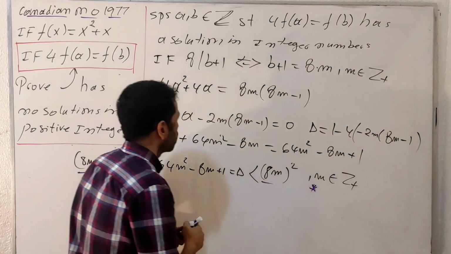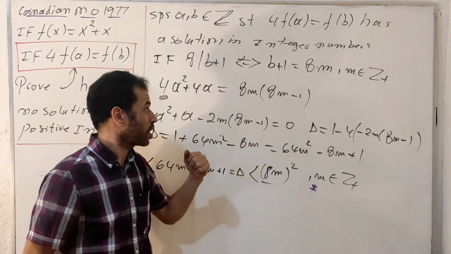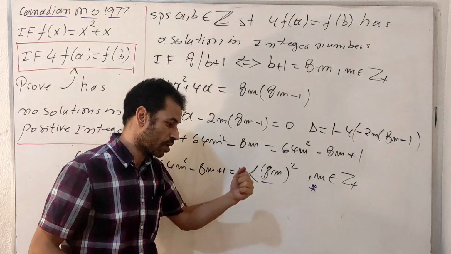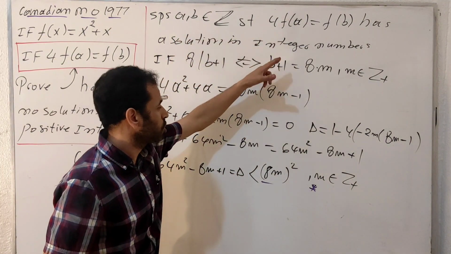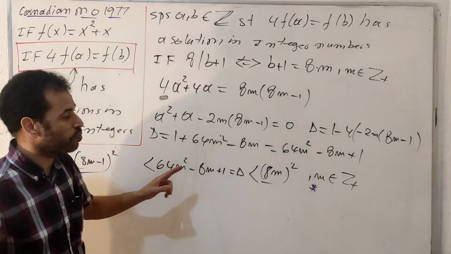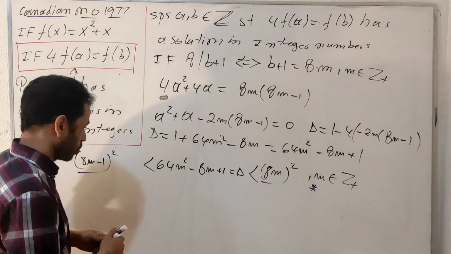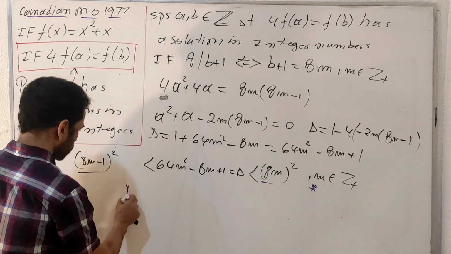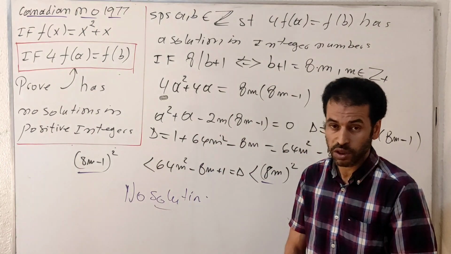It's a contradiction. So we have proven both cases, 8 does not divide b and 8 does not divide b plus 1, by considering a and b as a solution for this equation. We found the contradiction in both cases, which means we have no solutions at all for this equation. No solutions. If you may check another method, let me know in the comment section below.